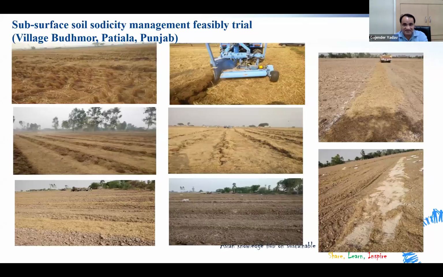And this is where we applied this technique at the farmer's field. This is a sodic site. Along with the residue, we have applied gypsum, and we are able to place the gypsum at the subsurface level, around 55 to 60 centimeter below. And in that way, we are able to penetrate its effect in the deeper layers.